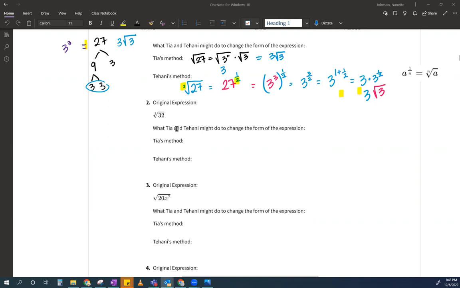And the first thing I'm going to do is I'm going to break it down just like I did here. So I'm going to break down 32. And some of you already know how to break down 32 into its exponent parts. So I'm just going to do that really quick. So 32 is 2 to the 5th is what I learned. 32 is 2 to the 5th. Some of you already knew that. That's awesome. So I'm going to go with Tia's method first.